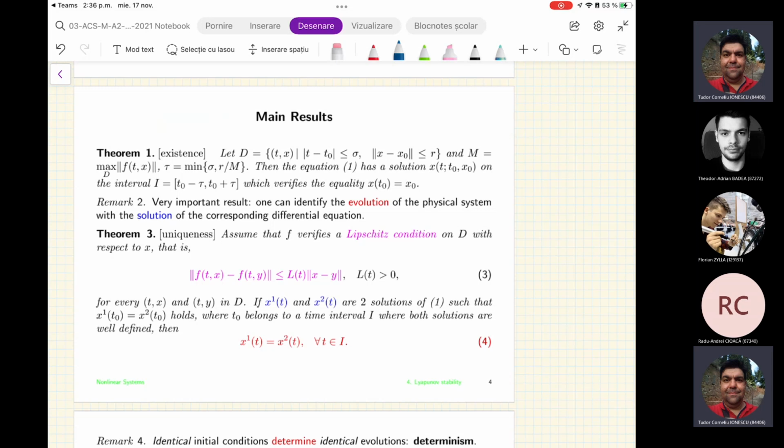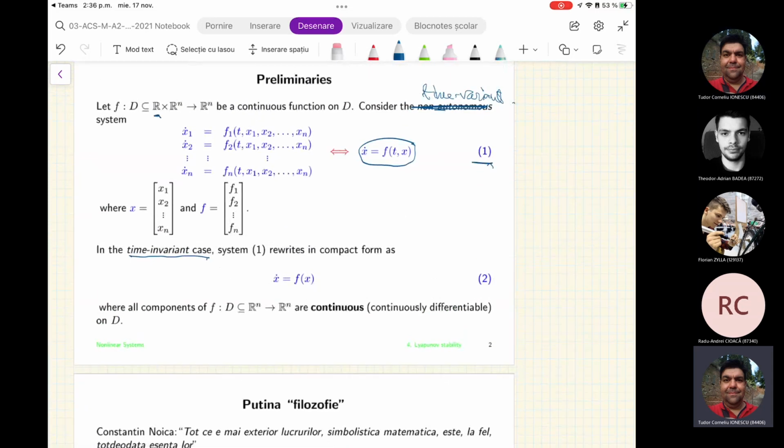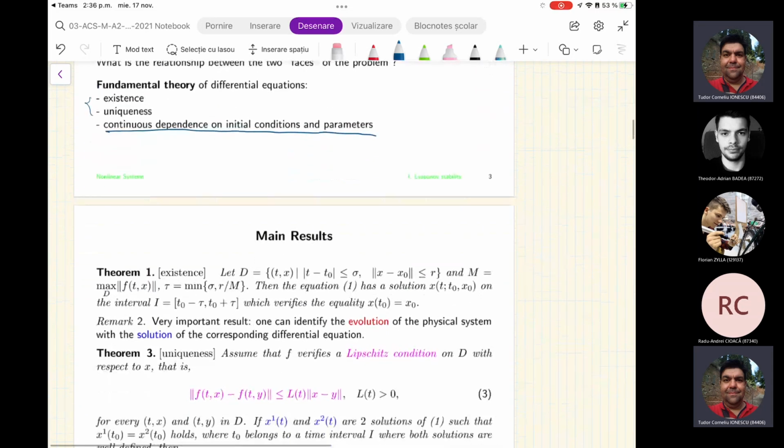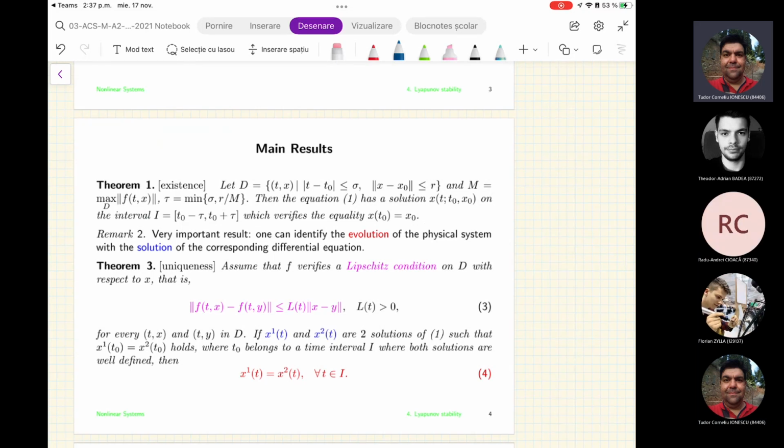So equation 1 has a solution x depending on the time, on the initial moment t0 and on the initial condition x0, on an interval of length 2 tau, verifying the initial condition.